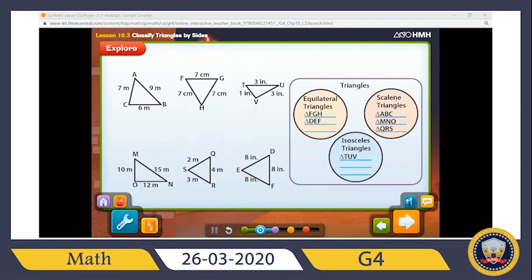Last one is scalene triangles. Let's check triangle ABC. All sides have different lengths, 9 meter, 6 meter, 7 meter. If no sides have equal lengths, in this situation, I'll say this triangle is an example of a scalene triangle.